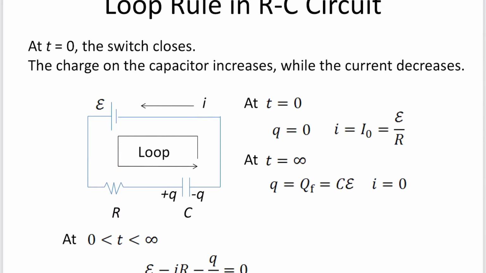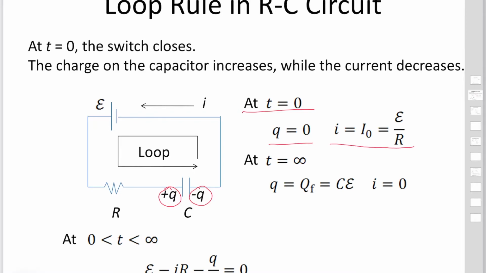At t equals 0, the switch is closed. The charge on the capacitor is increasing, so the capacitor has a charge of positive Q on this side and negative Q on this side. This charge Q is changing with time, and the current is changing as well. At t equals 0, the charge on the capacitor is 0. The current is determined only by the resistance. We expect the current to be epsilon over R.